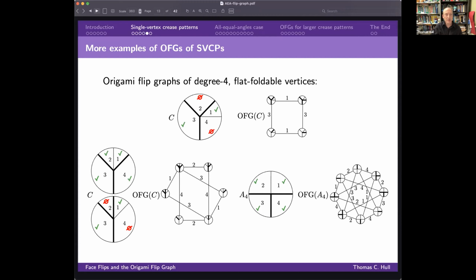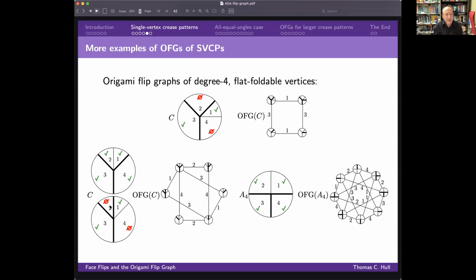So that vertex is going to be degree 4 in the origami flip graph. But if instead we have only, say, this right toe of the bird's foot is a valley and the others are all mountains, then 2 of the faces will not be flippable.